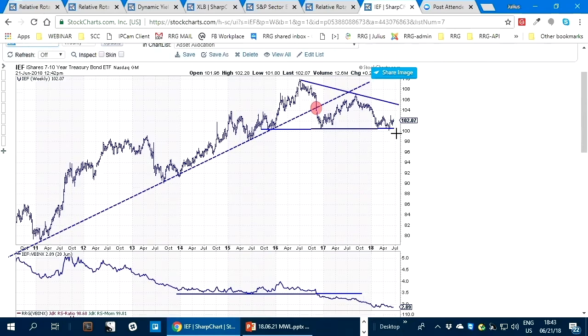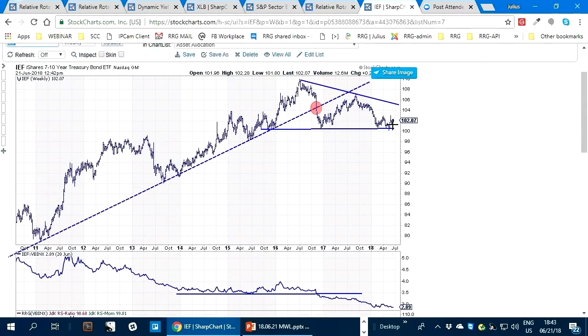So if we break that support level, then this relative trend is going to continue downward, and IEF is going to underperform equities. Equities are going to go up. However, we are setting up something that could become like a double bottom at this support area. And then we have quite a bit of upside in terms of bonds, probably going to 105.